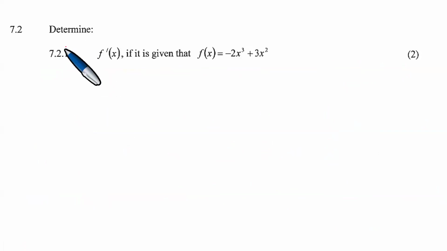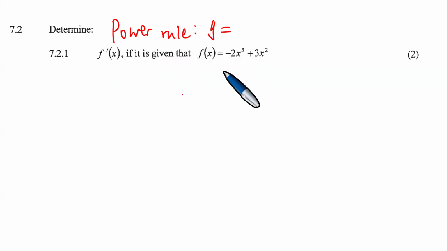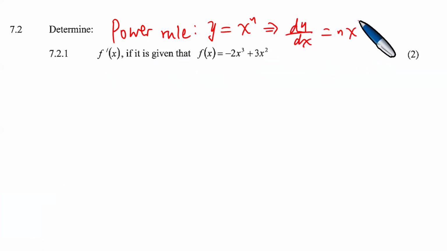In 7.2.1, you determine f prime of x if it is given that f of x is this one. This one, just to recap, uses a notion we call the power rule. What does the power rule say? Well, the power rule is a notion we know very well. It says that y equals x to the power n has the implication that dy/dx is nx to the n minus 1.